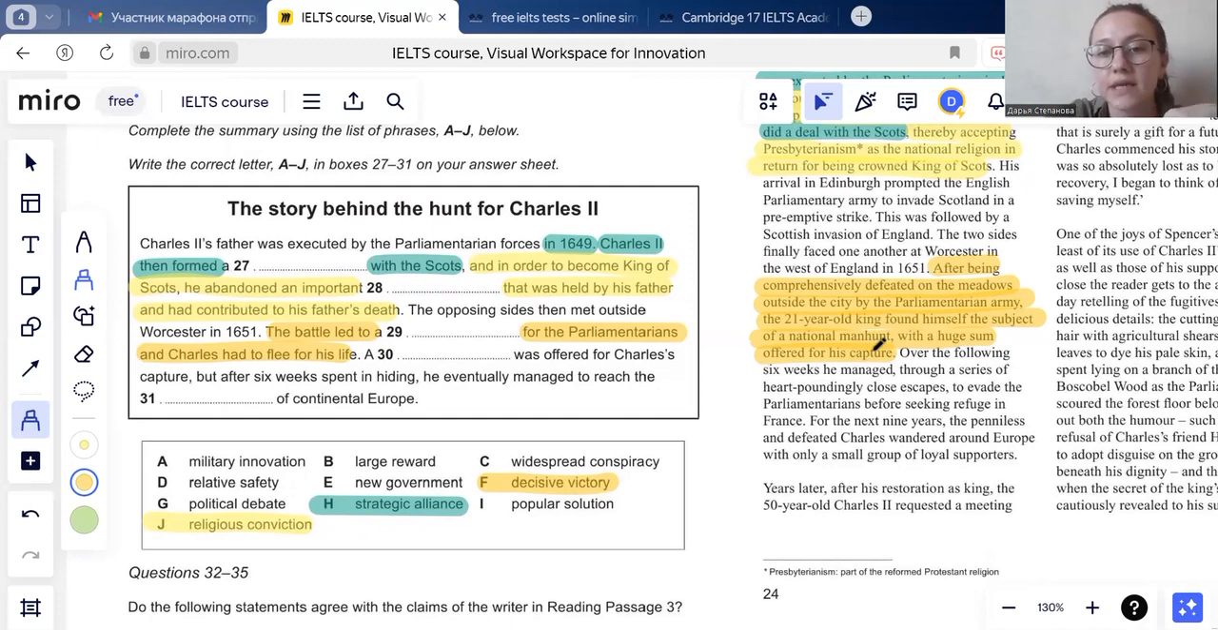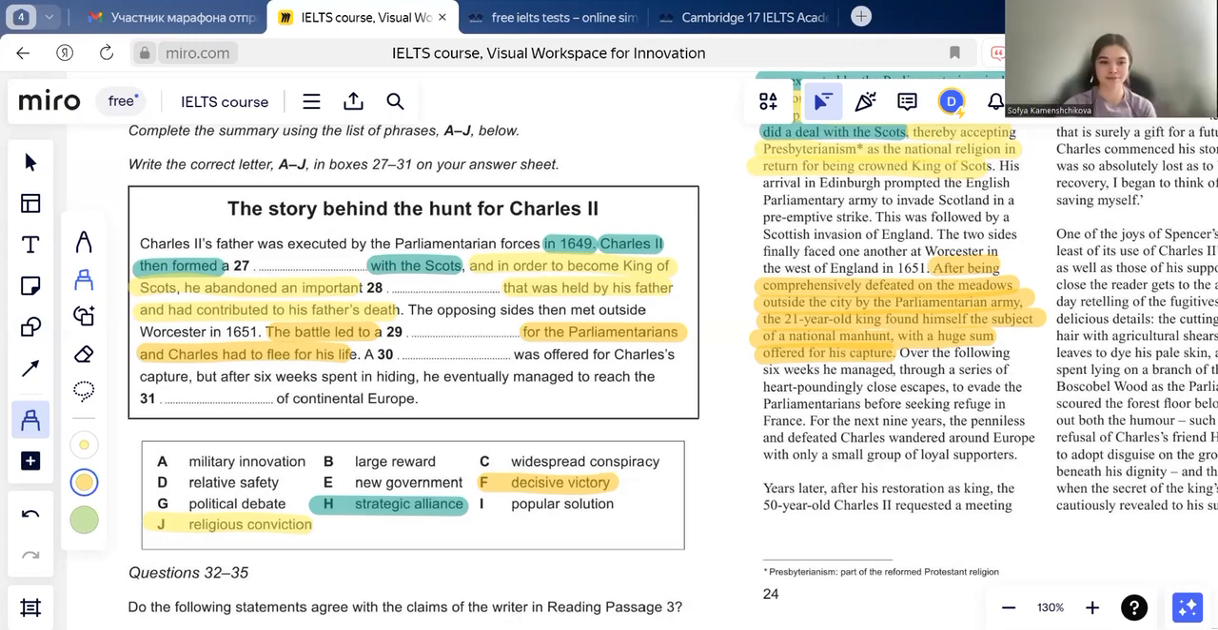Okay. And in this case, after like being comprehensively defeated by the parliamentarian army, we have actually, just a second. It is participle construction. То есть будучи полностью defeated, побежденным, кем? By the parliamentarian army. And here is the subject of our sentence. King. Yeah, king being defeated by who? By the parliamentarian army. Okay. Questions, guys?